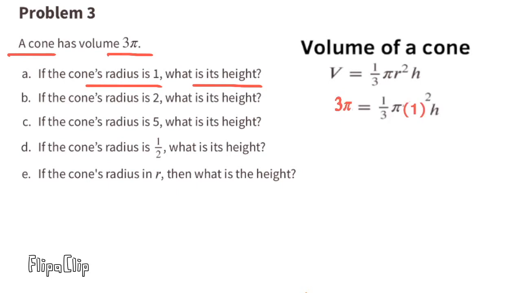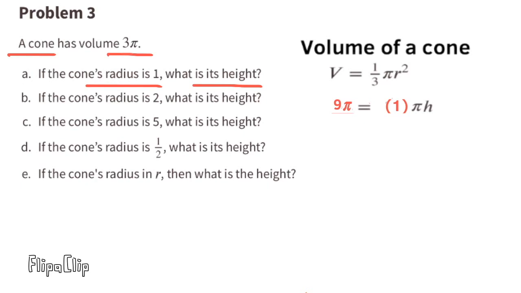Since the information tells us that the volume is 3 pi, we can rewrite the equation as 3 pi equals 1/3 pi times 1 squared times h. Since we're solving for the height, we need to get the h by itself. Let's multiply both sides by the reciprocal of 1/3, which is 3. 3 times 3 pi and 3 times 1/3 pi times h. That gives us 9 times pi equals 1 times pi times h.